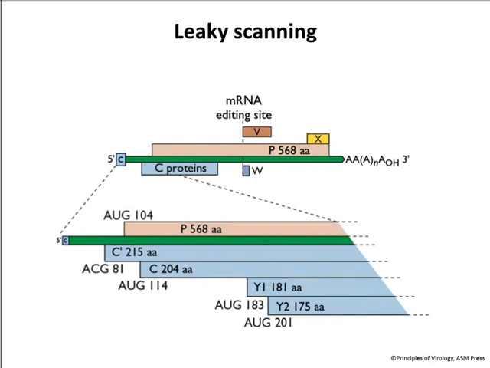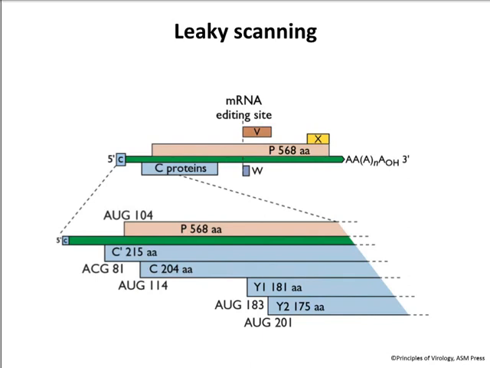All right, so the first ACG at base 81 is not a good initiator. So some of the ribosomes initiate, and you make this protein called C prime, but many of them keep going because they don't really like to initiate at an ACG. And then they reach this AUG at 104. So we're just scanning down the 5' end, and 104 ends up making this long protein, the 568 amino acid P protein. This is an AUG, but it's not in a good context. One of the things I haven't told you is that the sequences surrounding an AUG will affect the efficiency of initiation. So even though the ribosomes recognize this as an AUG, the surrounding sequences aren't optimal. So a number of them keep scanning as well.